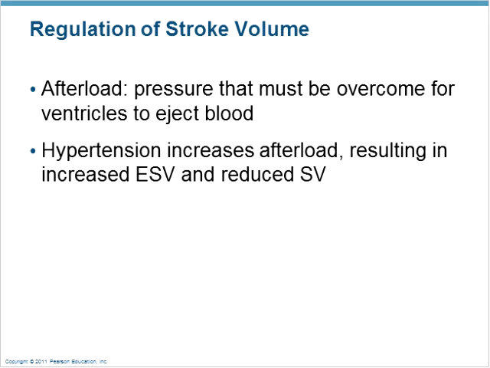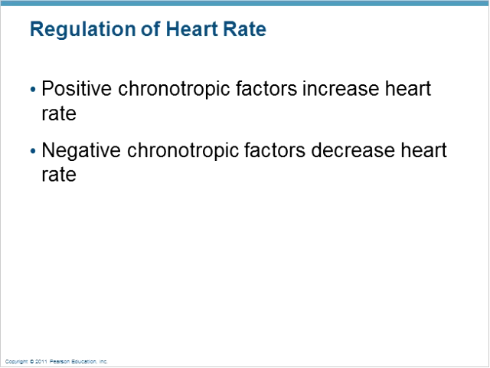Same with pulmonary hypertension. The right side of the heart cannot contract enough to shoot the blood efficiently through the pulmonary valve into the pulmonary arteries and on to the lungs. So hypertension increases the afterload, resulting in increased ESV and reduced stroke volume.